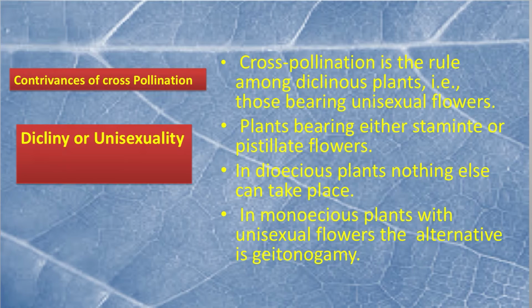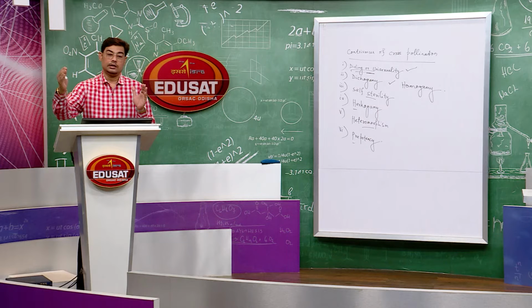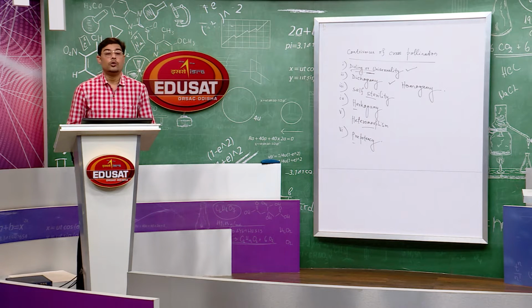Okay, first we will discuss dicliny or unisexuality. Now, there are certain plants which are dioecious in nature. That means a separate male plant and a separate female plant exist in nature. So, cross pollination is the rule among the diclinous plants, plants bearing either staminate flowers or pistillate flowers. There is a separate male plant and another female plant. Let us have a look.